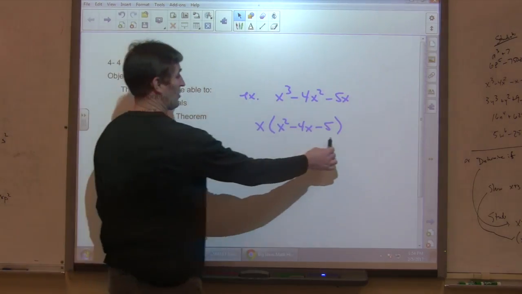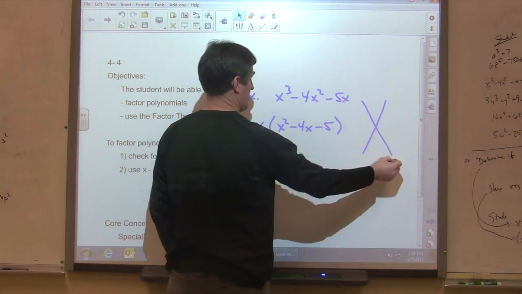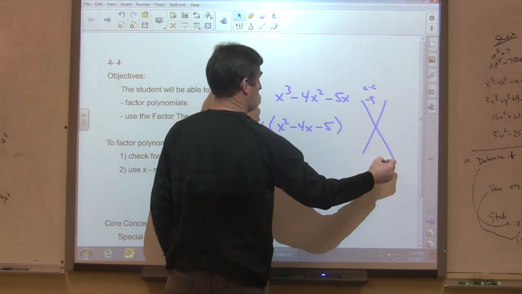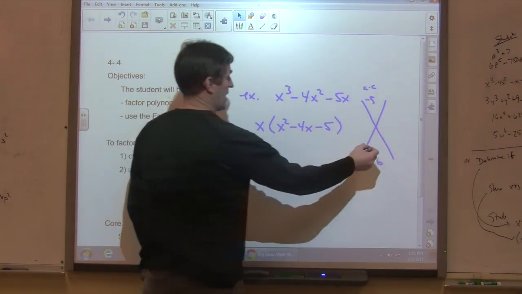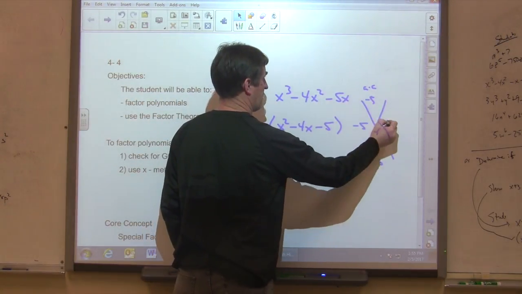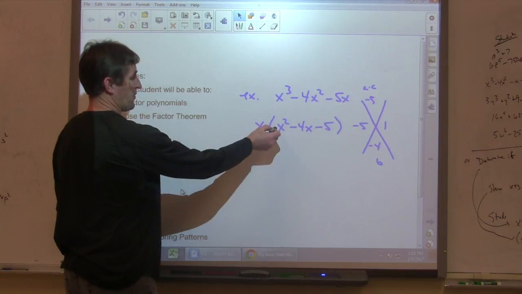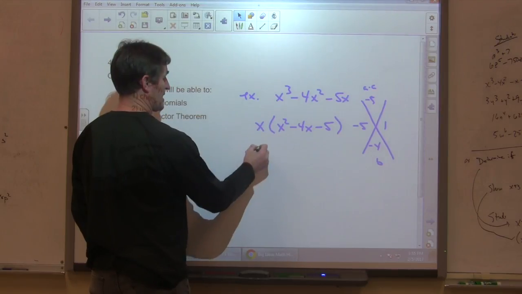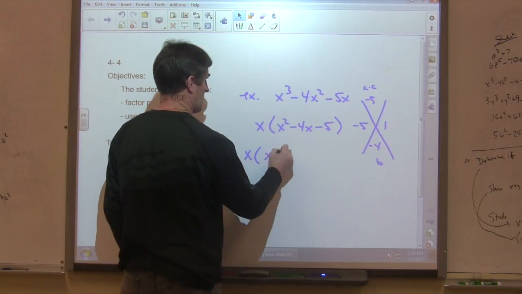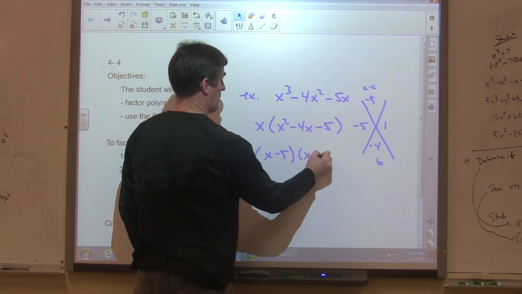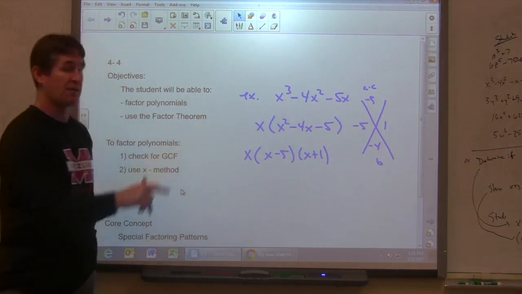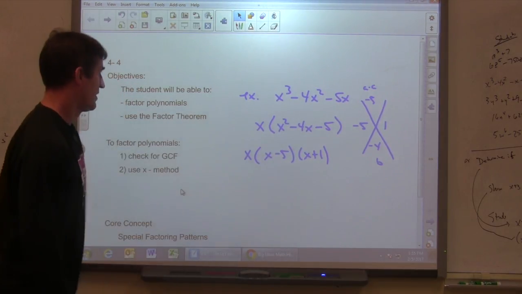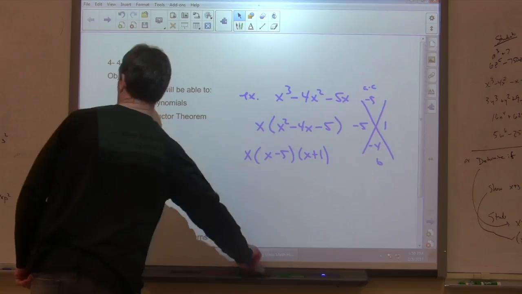And then we should try and factor what's left. So if we did the X method, that would be negative 5 times 1 is negative 5, because remember that's A times C, and this is B. And our B is negative 4, so that would be negative 5 and 1. Remember, since the first term is 1, we don't have to build the box. So we still have the x, but the rest of this factors into x minus 5 and x plus 1. Now remember, if that's not a 1, then we have to build the box. But that would be factored completely then. So that was factoring on that one. Let's take another one.